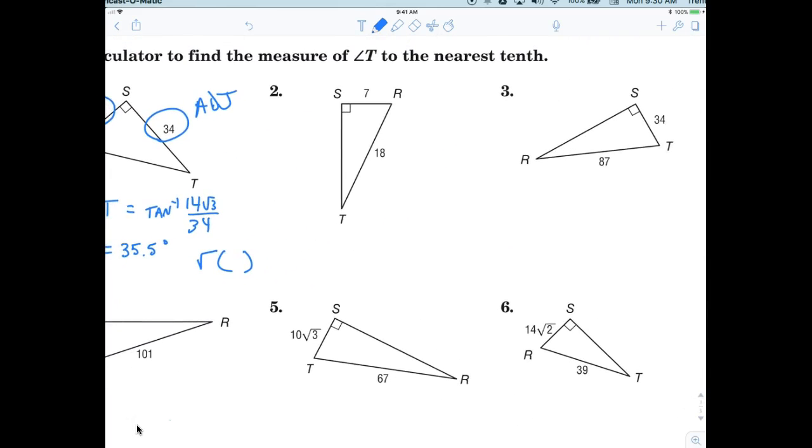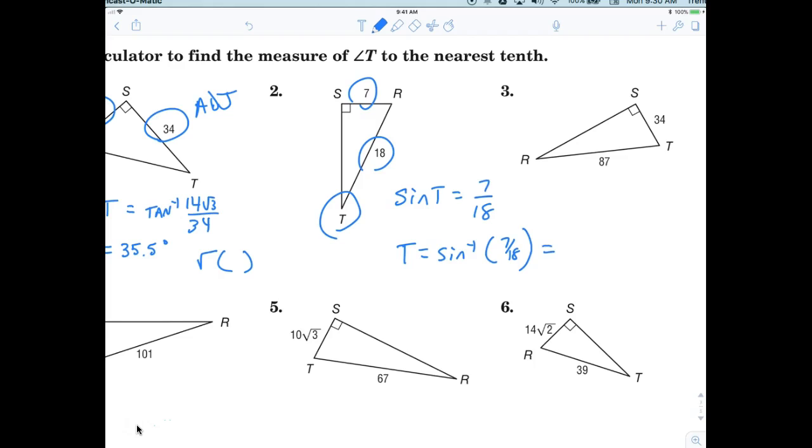Let's look at question number 2. So number 2, I'm circling T, I'm circling 7, and I'm circling 18. And you have to tell me what 7's relationship to T is, and 18 is the hypotenuse, so opposite over hypotenuse is what? Sine. So you would write sine of T is equal to 7 over 18. Now, I would prefer if you just write T equals inverse sine of 7/18.